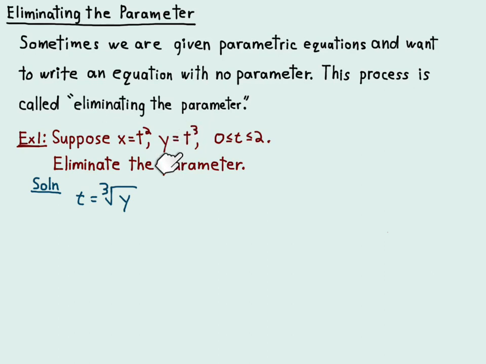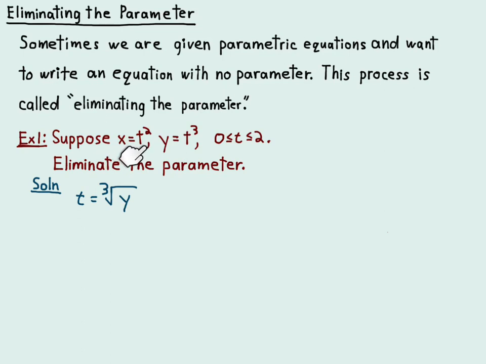Now, why did I use the second equation, not the first? If I use the first equation, x equals t squared, I solve for t, I get t equals plus or minus square root of x, which is not a function. I don't like that as much. If I had to do it that way, I would, but I don't like it as much, so I used this one instead, because this just gives you t equals cube root of y. It's simple.